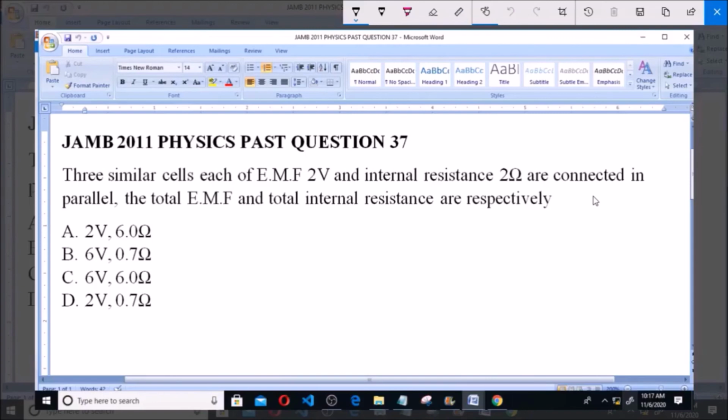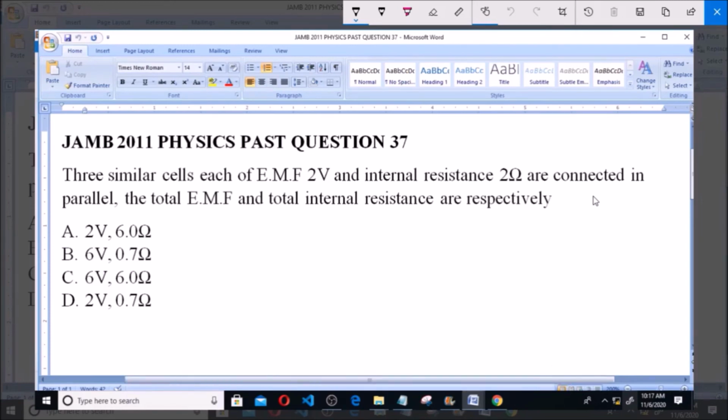Hello and welcome. This is Jamb 2011 Physics Past Question 37. Three similar cells, each of EMF 2 volts and internal resistance 2 ohms, are connected in parallel. The total EMF and total internal resistance are respectively A 2 volts and 6.0 ohms, B 6 volts and 0.7 ohms, C 6 volts and 6.0 ohms, D 2 volts and 0.7 ohms.